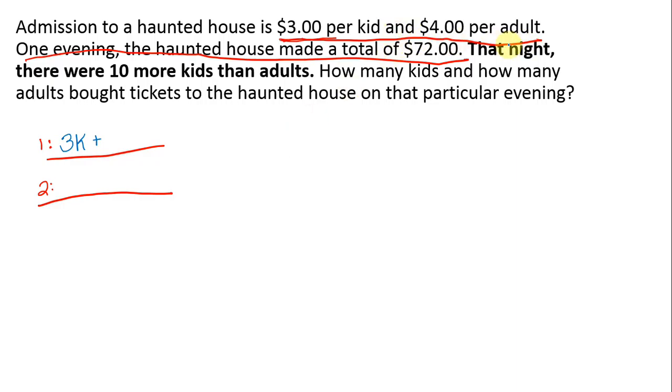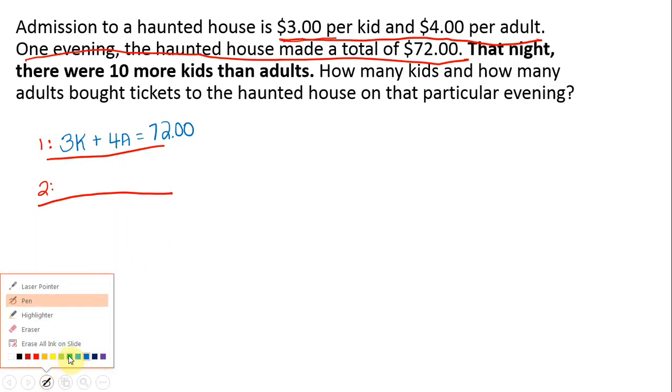Then I made $4 per adult. Using the same logic, I'll put 4A. And with that combination of amount from kids and amount from adults, I made a total of $72. That night there were 10 more kids than adults. It's my next line that I'll need to translate.